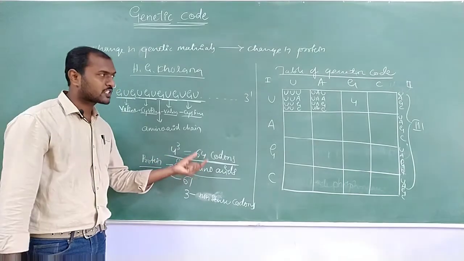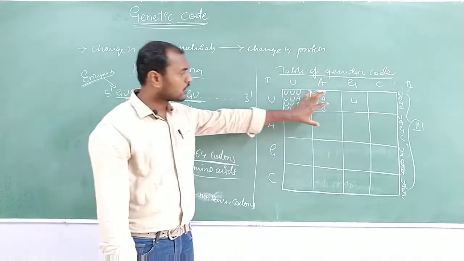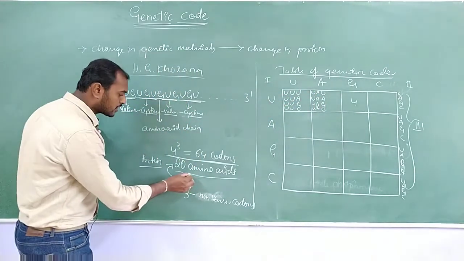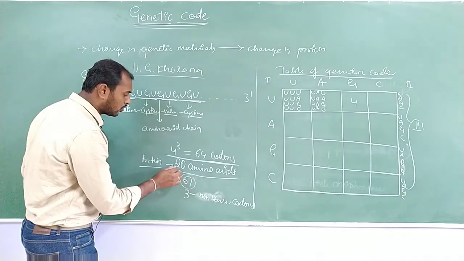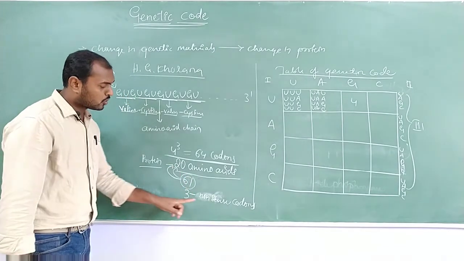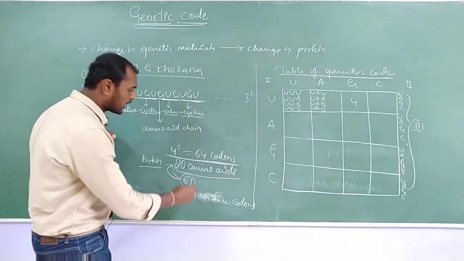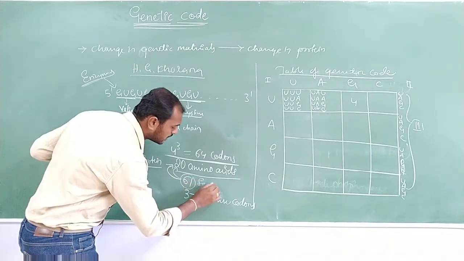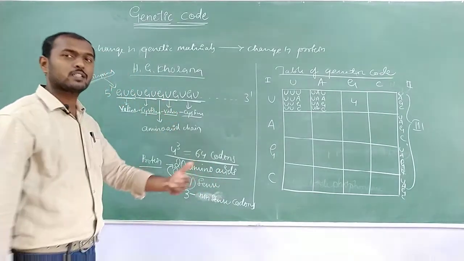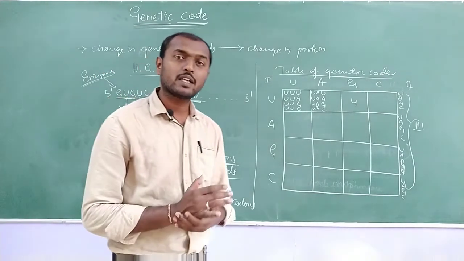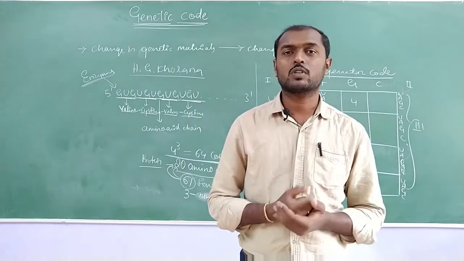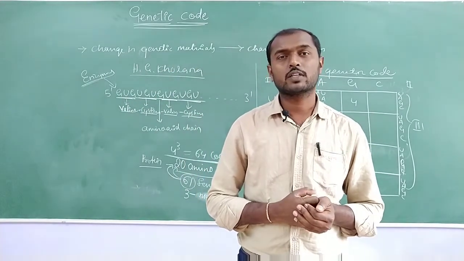So how many do we have? We have 64 codons. Out of 64 codons, 61 codons are going to code amino acids and 3 codons are not going to code any kind of amino acids. They are called nonsense, and the 61 are called sense codons. Okay, they are going to sense the amino acid, that's why they are called sense codons, and 3 are not able to sense the amino acid, they are called nonsense codons.